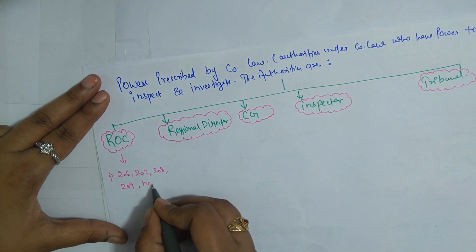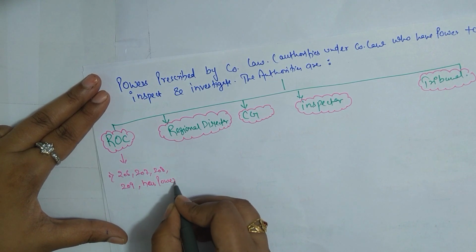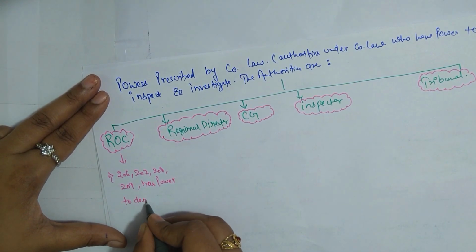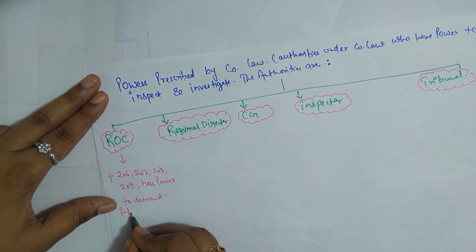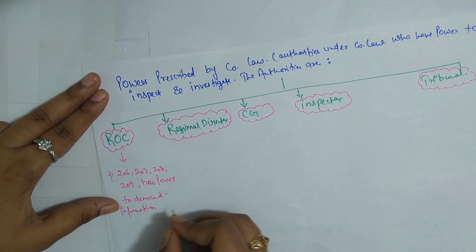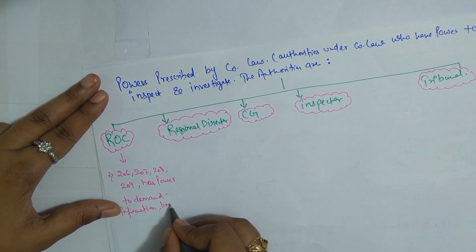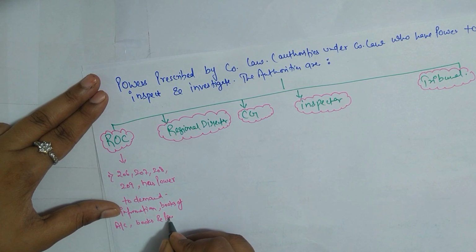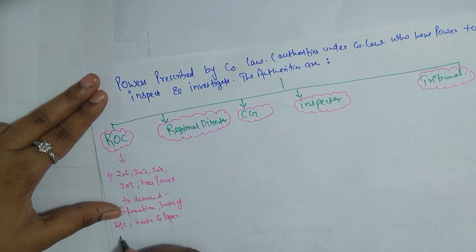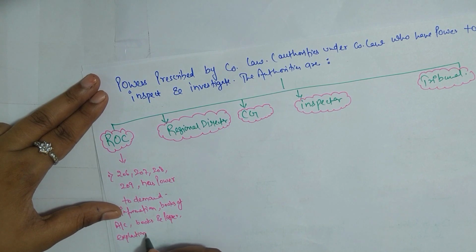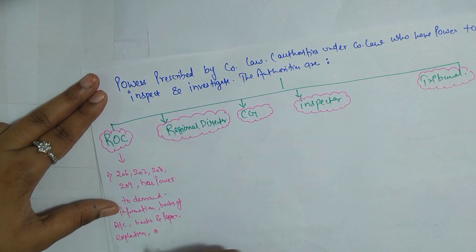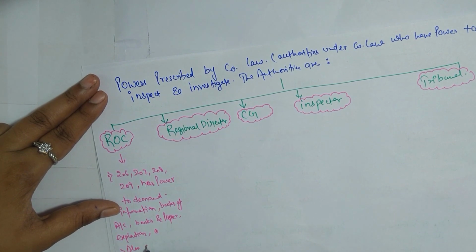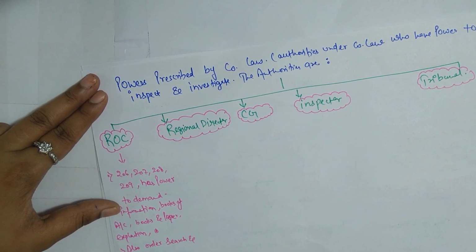And here, ROC has power to demand information, books of account, books and papers, invoices, explanation, and also order search and seizure.